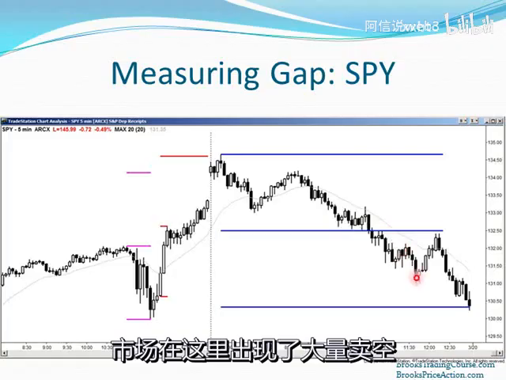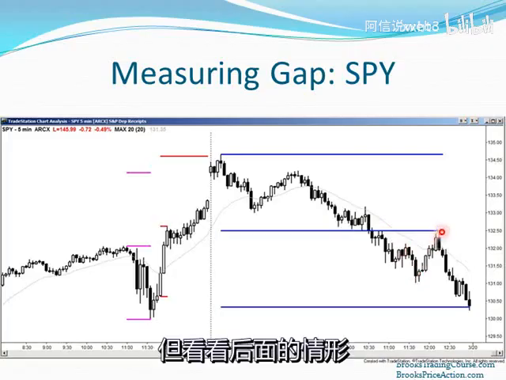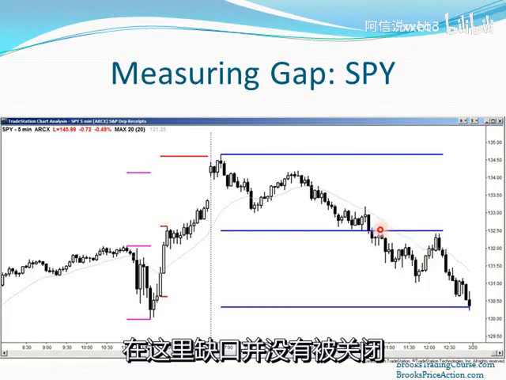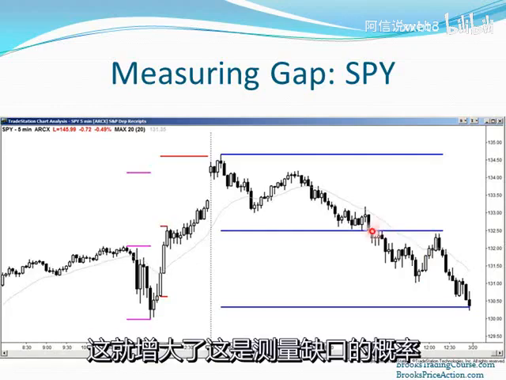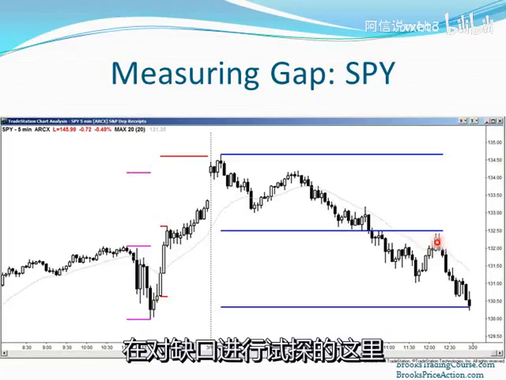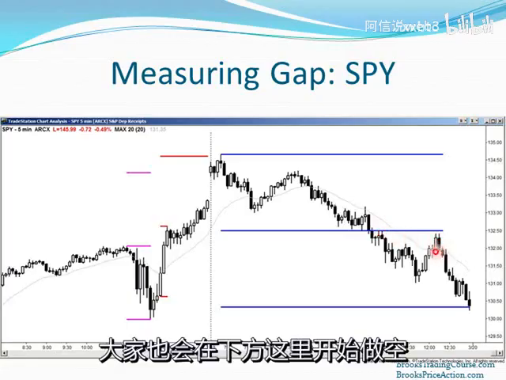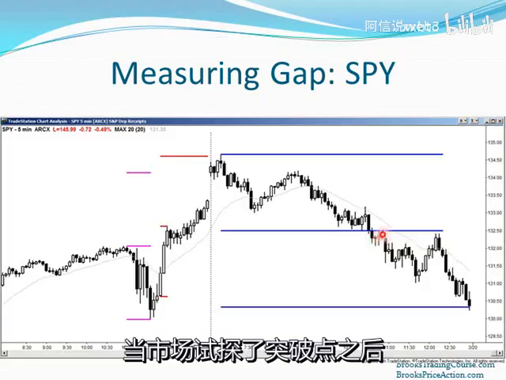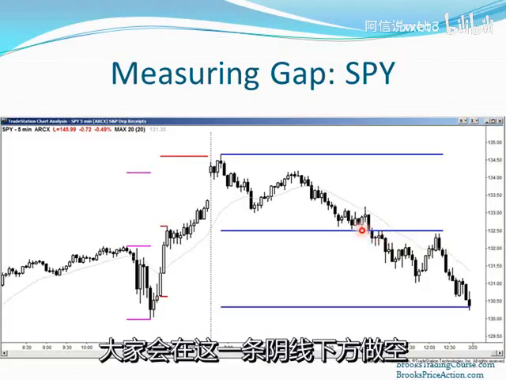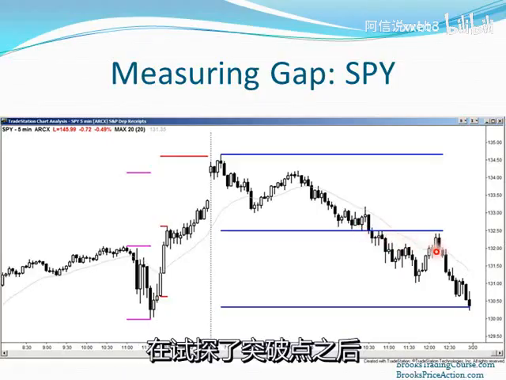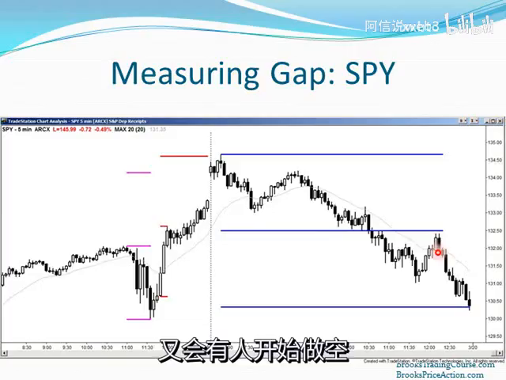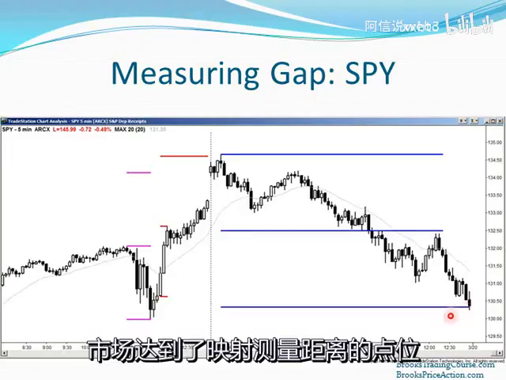The market sold off to this point and then turned up here, but look what happened. It did not close the gap. So that increases the chances that this is a measuring gap. We have a 2-bar reversal on the test of the gap. Traders will also short below here. So they shorted below this bear bar after it turned down after testing the breakout point, and they'll short again here below this 2-bar reversal on the test of the breakout point. And the market reached the measured move projection at the end of the day.